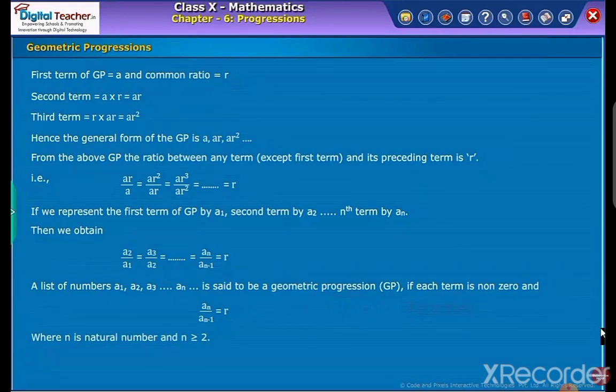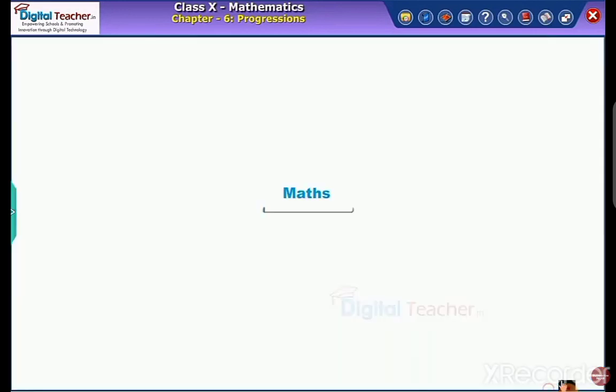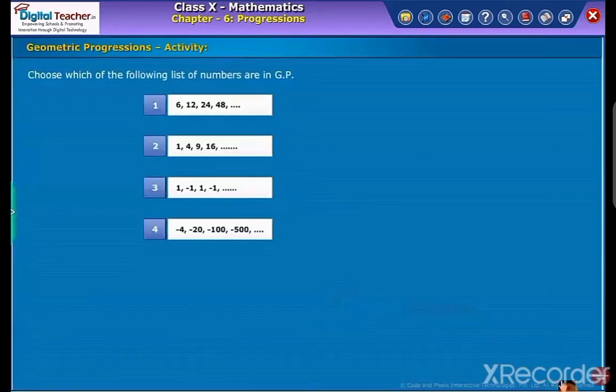Let us do an activity. Choose which of the following lists of numbers are in GP.